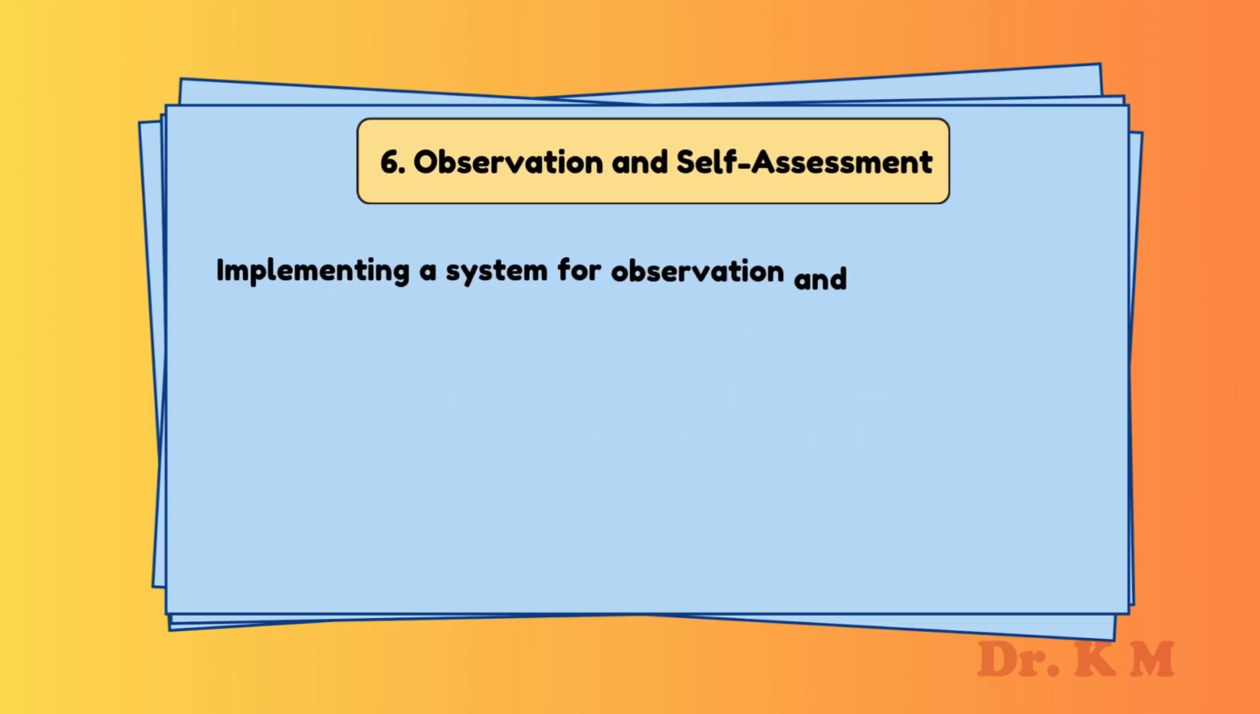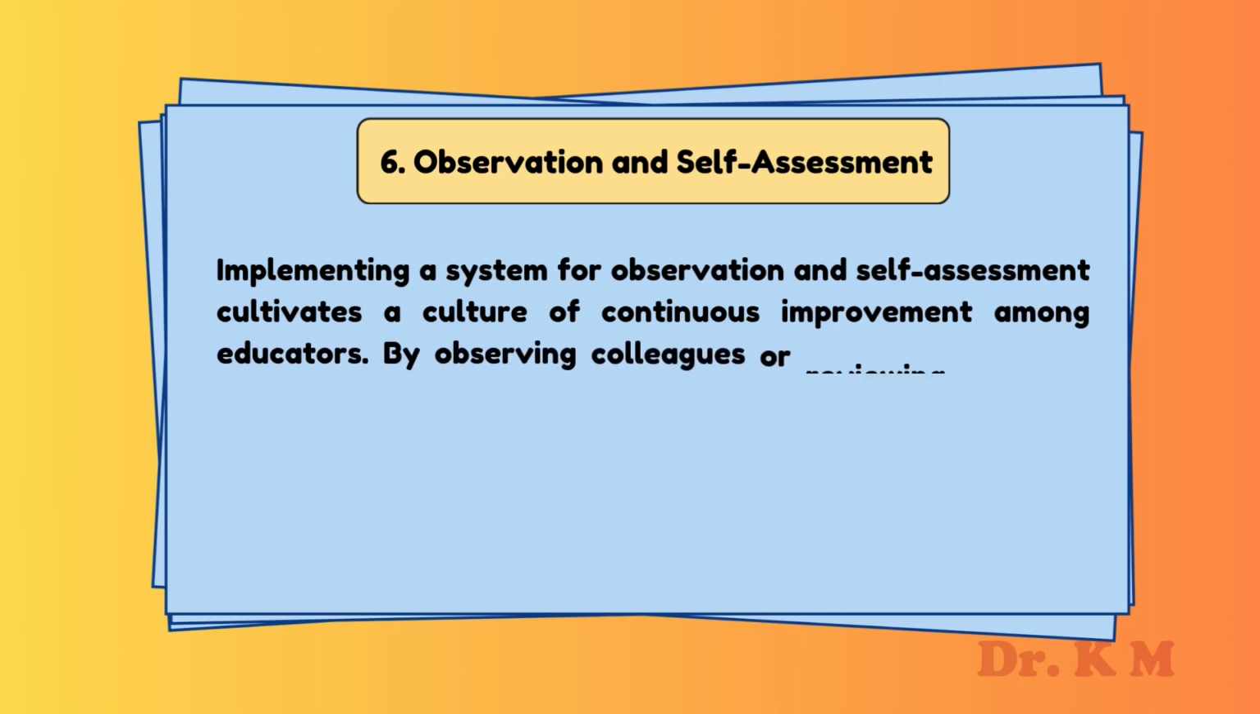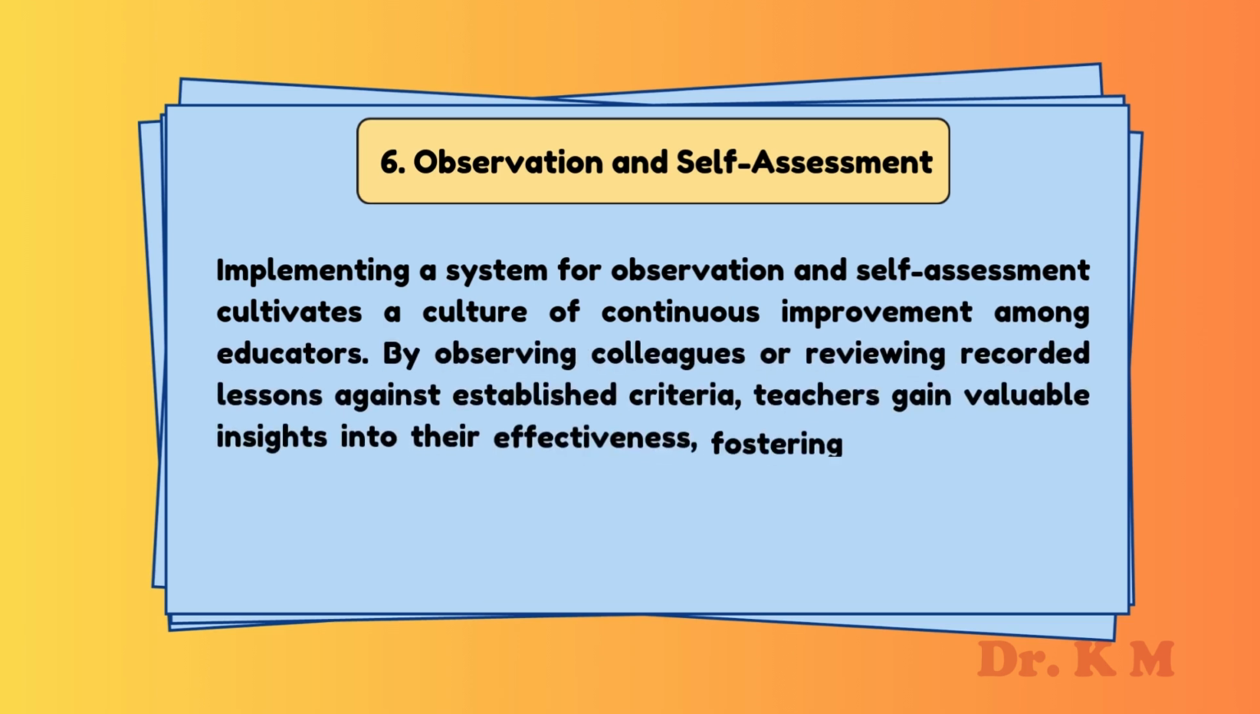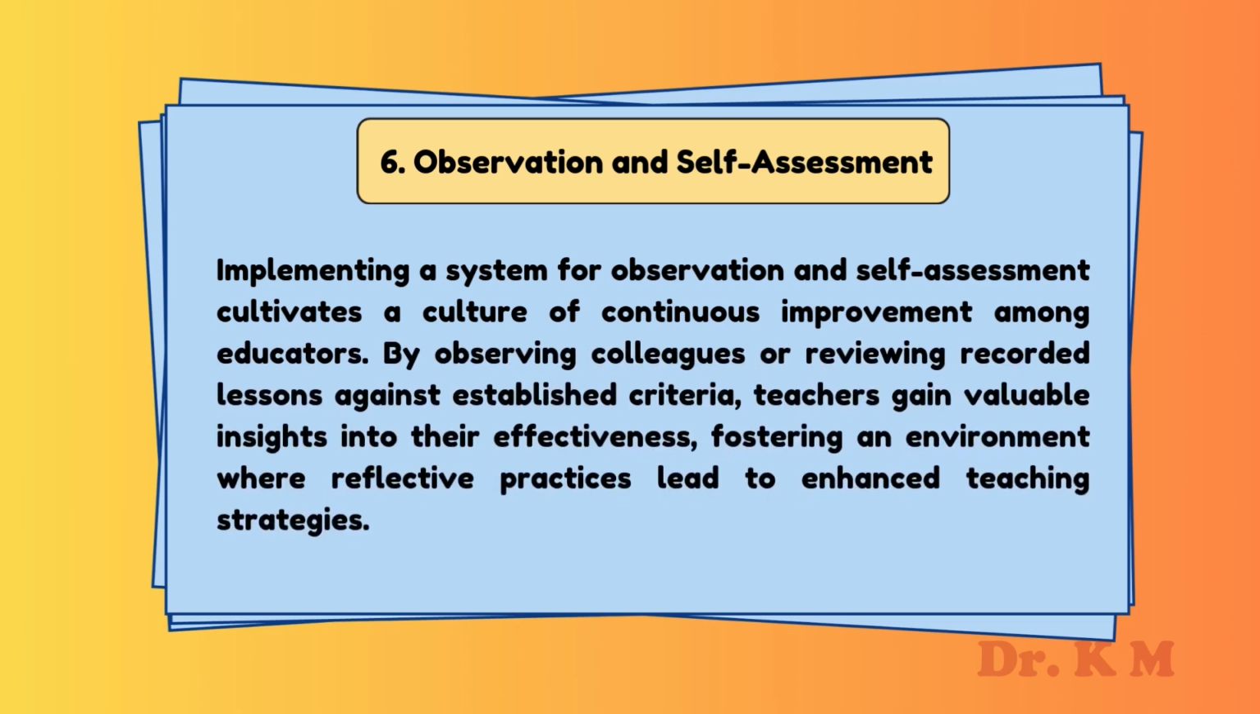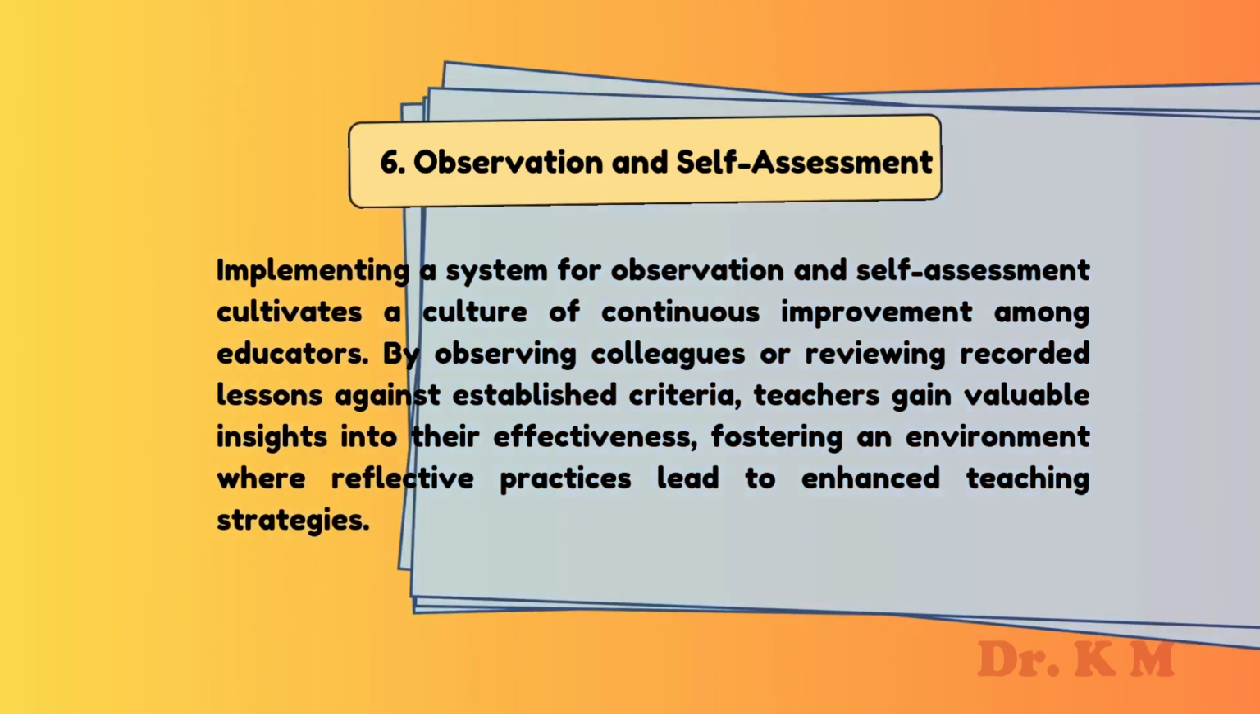6. Observation and self-assessment. Implementing a system for observation and self-assessment cultivates a culture of continuous improvement among educators. By observing colleagues or reviewing recorded lessons against established criteria, teachers gain valuable insights into their effectiveness, fostering an environment where reflective practices lead to enhanced teaching strategies.